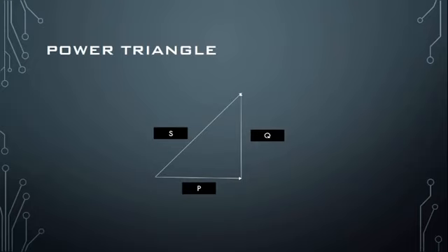This is a famous question in technical interviews: draw the power triangle or show me the powers on the different sides. So you always have to remember that the horizontal line is always active power, the vertical arrow is always reactive power, and the addition of these two is apparent power. I hope this is clear to you guys.